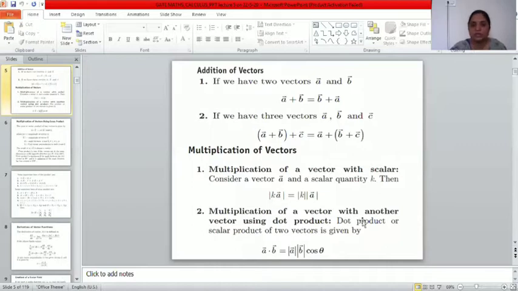Next is multiplication of a vector with another vector. There are two types of product of vectors. First is called the dot product and second is the cross product. The dot product is A bar dot B bar, and it is defined as mod A bar into mod B bar into cos theta, where theta is the angle between these two vectors.